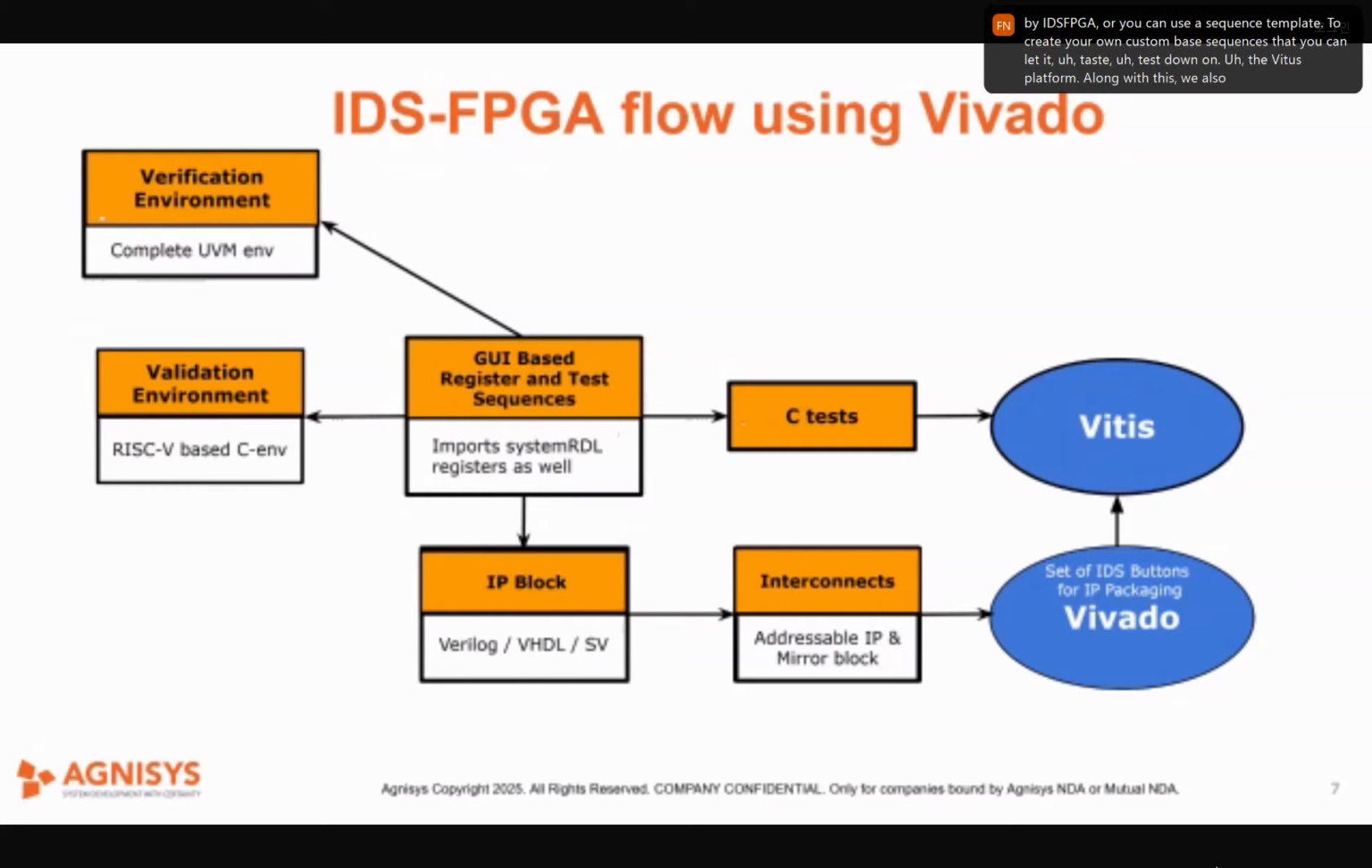Along with this, we also have a verification environment. So there's a complete UVM environment and a validation environment, and that's a RISC-V based C environment. Later, we're working on getting this on ARM as well. But you can see how powerful this single spec is, because we can generate multiple different collaterals and test different things from verification and validation, all from our one central spec.